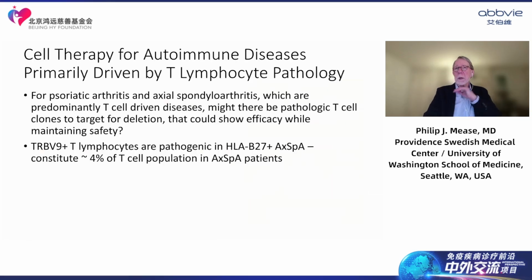And then there is one interesting target for cell therapy that has emerged, which is TRBV9 positive T lymphocytes, which are pathogenic in HLA-B27 axSpA. They constitute about 4% of the T cell population in axSpA patients.